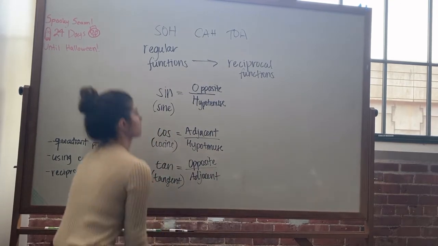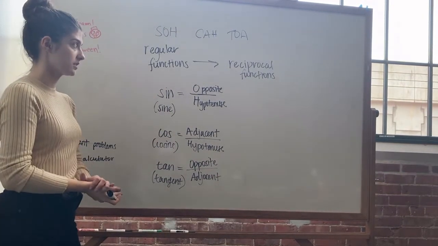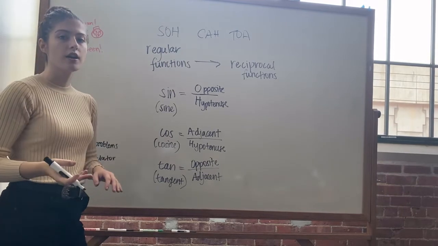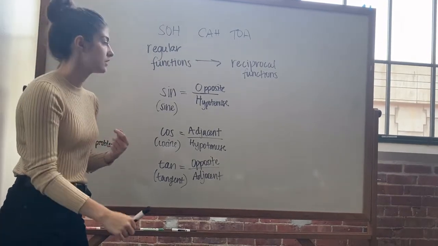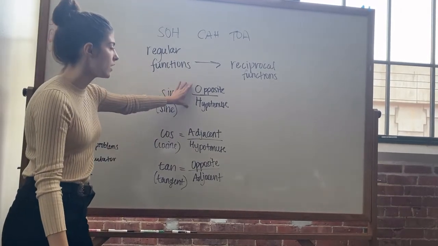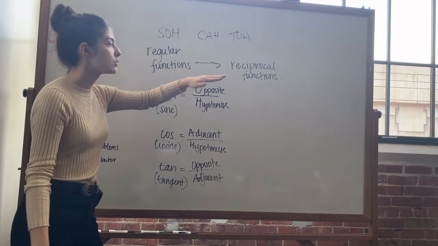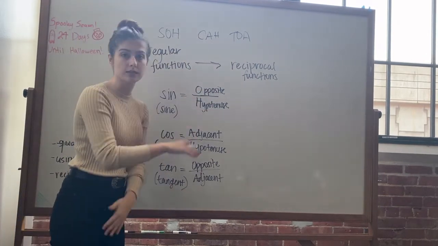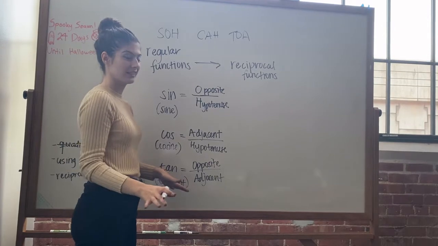Okay. Now, our reciprocal functions, all they are is just flipped. We have a ratio here, right, of one side to another side. The reciprocal is just flipping those sides. That's all reciprocal means, okay?